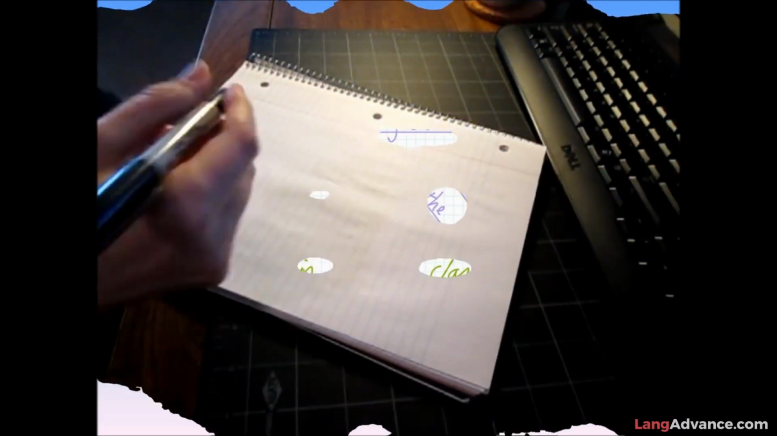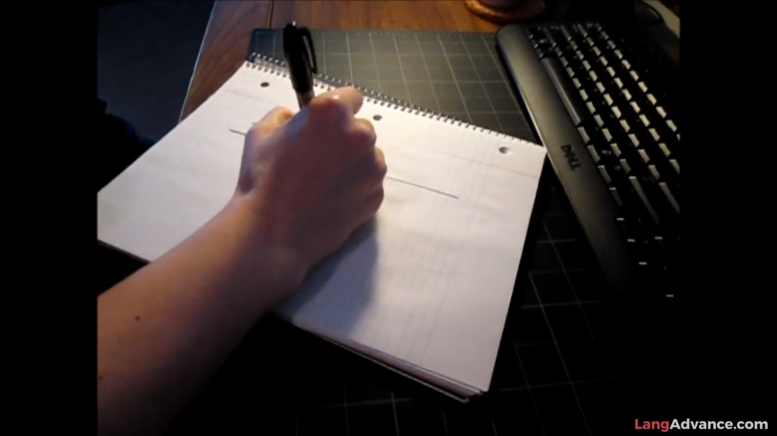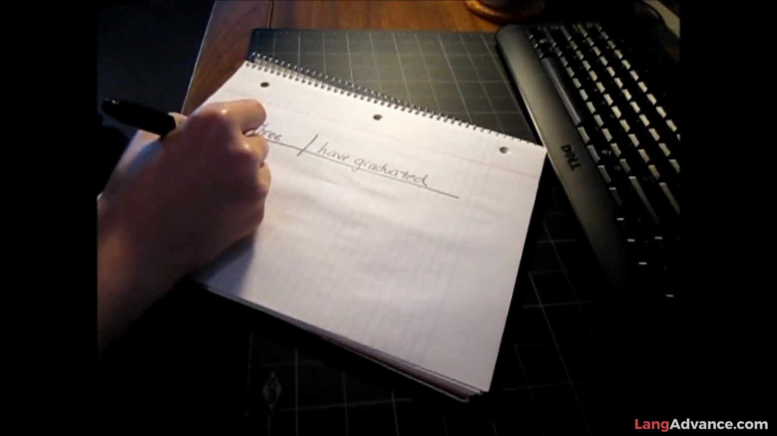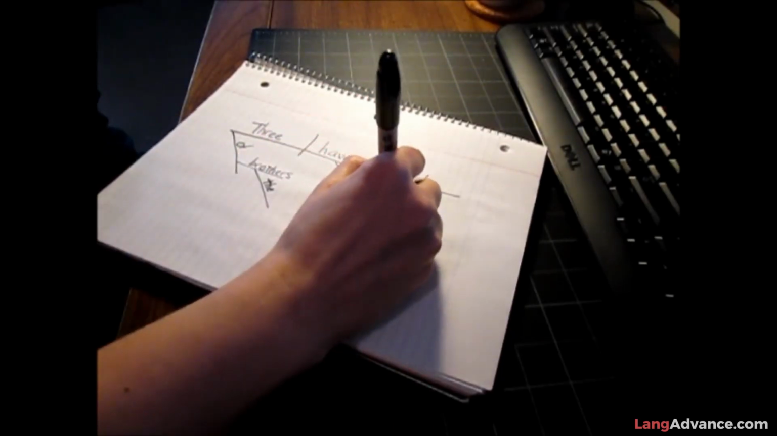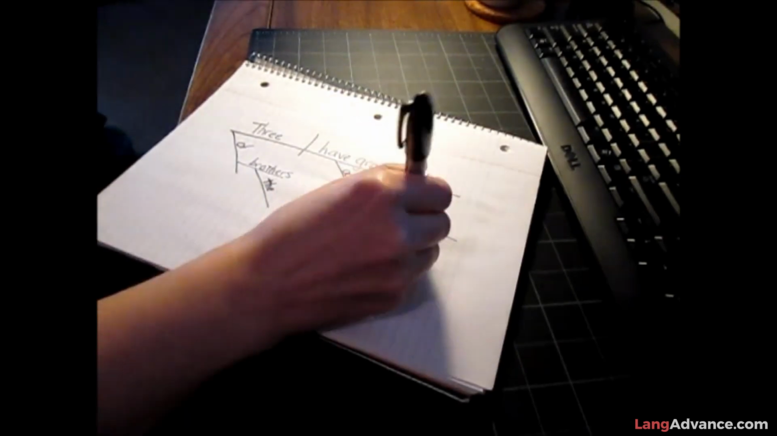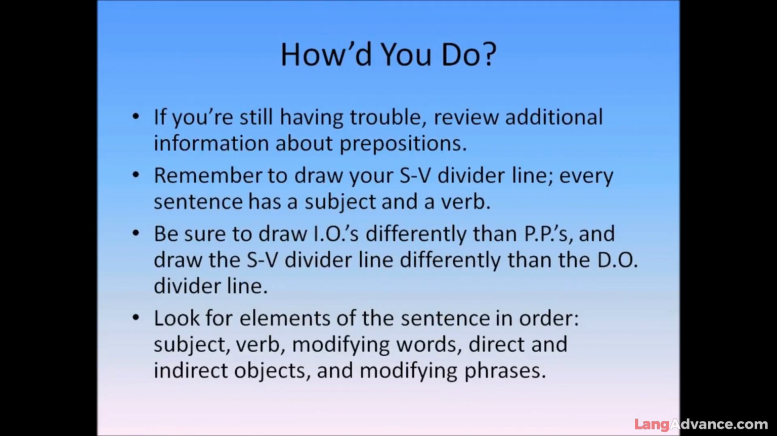Let's take a look. Start with your subject, fill in your verb just as with any other sentence, and then decide where your prepositional phrases belong. So how did you do? If you're still having trouble, review additional information about prepositions. Remember to draw your subject-verb divider line. Every sentence has a subject and a verb. Be sure to draw indirect objects differently than prepositional phrases, and draw the subject-verb divider line differently than the direct object divider line. And look for elements of the sentence in order.